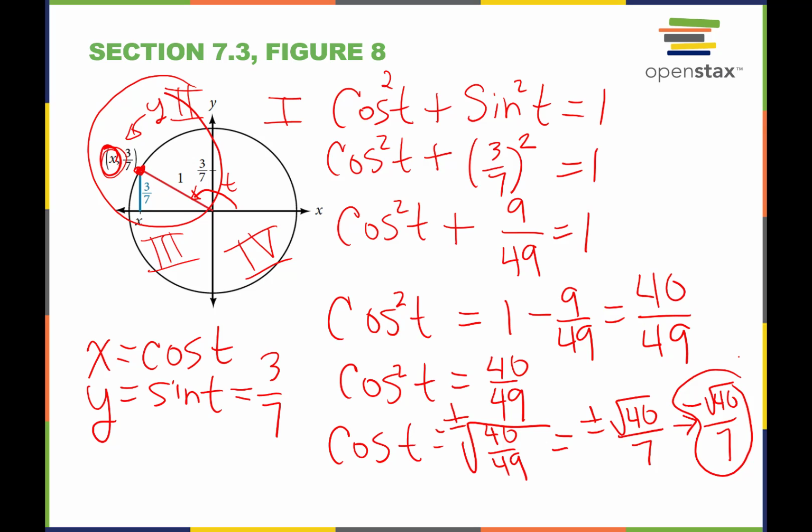So if I was in a quadrant in which cosine was positive or x was positive, I would be sure to pick positive square root of 40 over 7 as my answer if that was the case. But this is the case where we're looking at quadrant 2, so I have to make sure I pick the corresponding sign that goes with that quadrant.